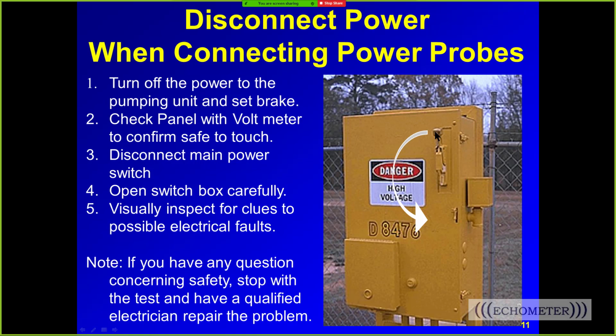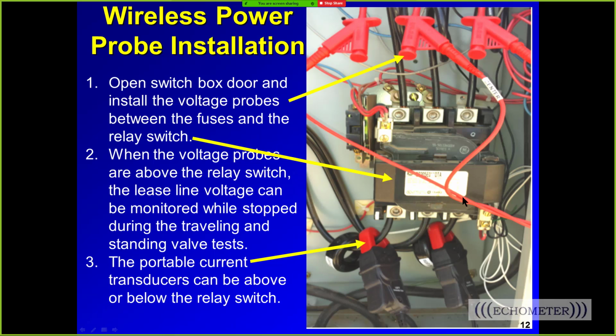Pull this main switch and disconnect the power. Open the box carefully and inspect for any faults. If you have any concerns about safety, stop and have the electrician repair it. This shows inside the panel with the HOA switch. It shows the 3 voltage connectors above the HOA, so we can read the voltage while we're down. And this is the fixed power adapter amp sensors, and this is the clamp-on amp sensors here.